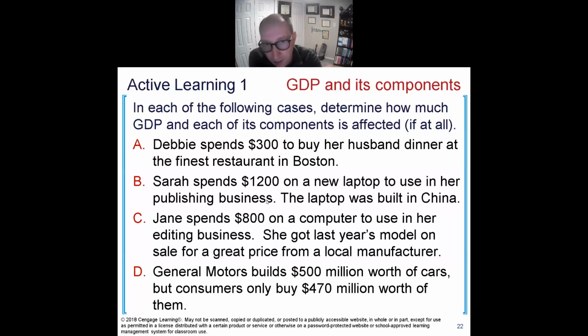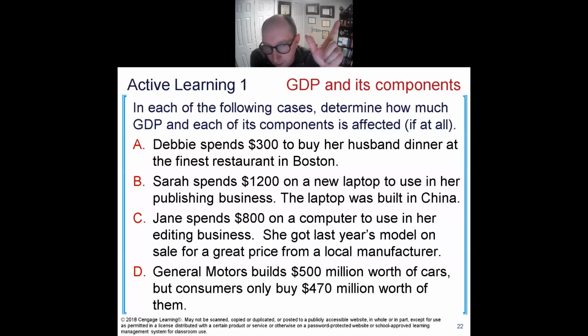But notice what the sentence said. A new laptop to use in a publishing business. To use in a publishing business. What do you think? What component is this? Letter B here. Sarah spends $1,200 on a new laptop to use in a publishing business.